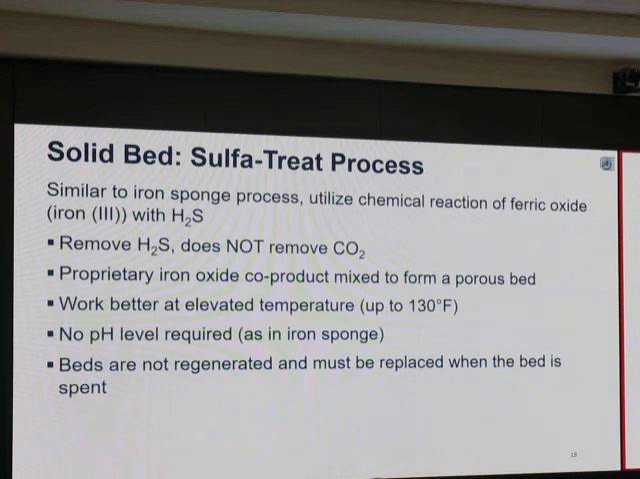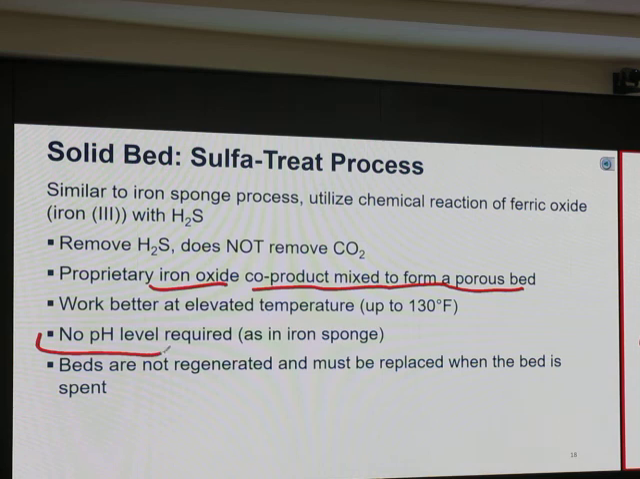Another process is similar to that solid bed, just a different chemical reaction. It is the sulfur treat process. Similar to the iron sponge process, it utilizes the chemical reaction of ferric oxide, iron 3, with H2S. It removes H2S, not CO2. It uses a proprietary iron oxide co-product mixed with a porous bed. So what is it? We don't know. It's a trade secret. If you buy it, you can use it, but they don't tell you how to make it. It works better at elevated temperature.